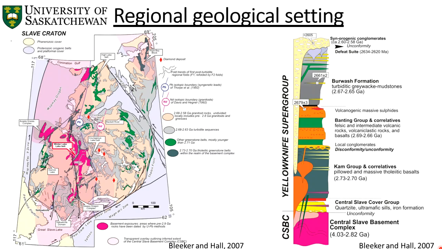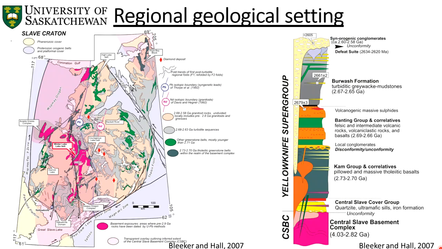The Yellowknife Greenstone Belt has served as a template for the stratigraphy of greenstone belts and the evolution of the Slave Craton. On the right side we have the lithostratigraphy, with the Central Slave Basement Complex at the bottom and the Yellowknife Supergroup, supracrustal rocks on top of the basement.